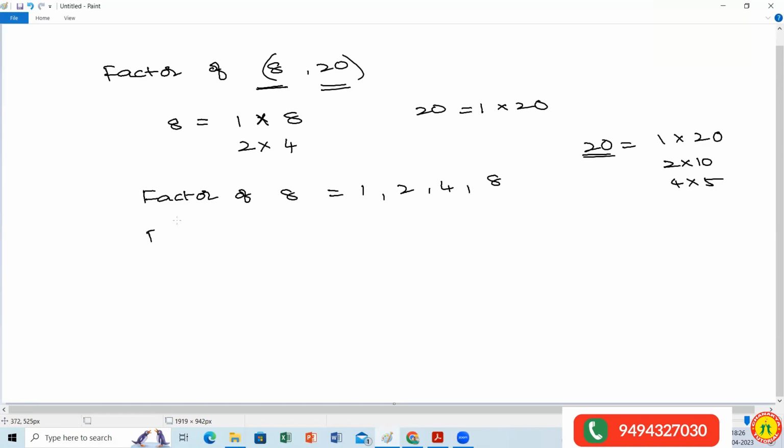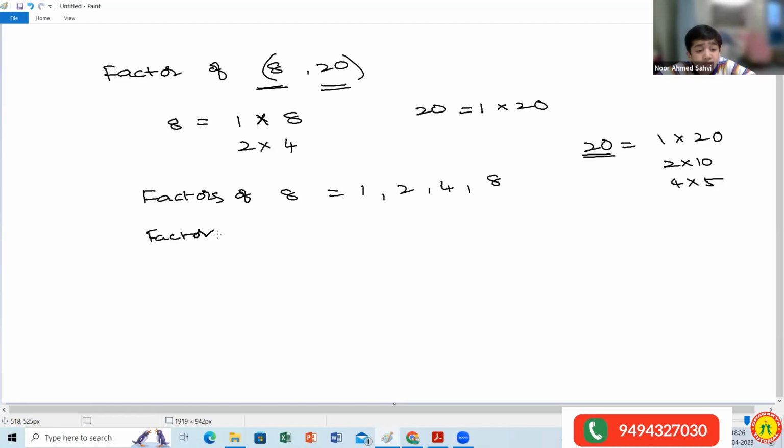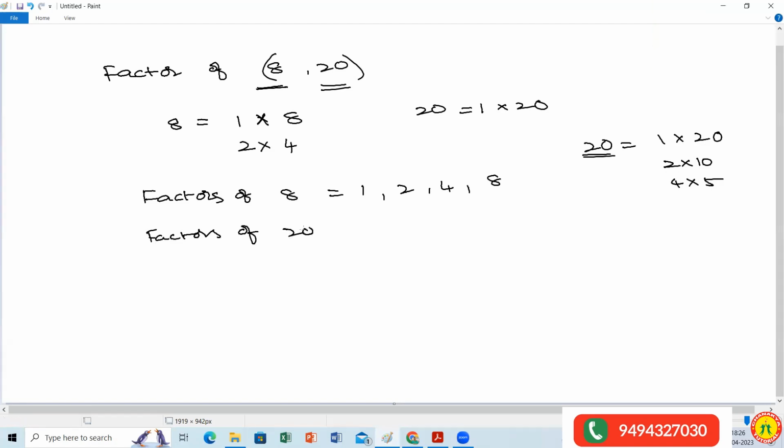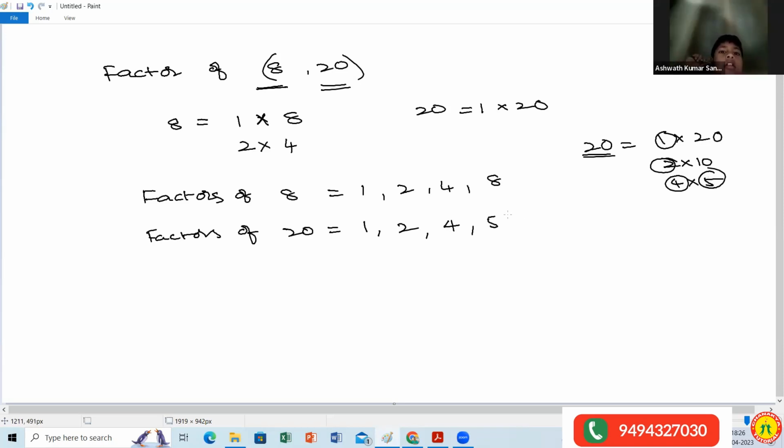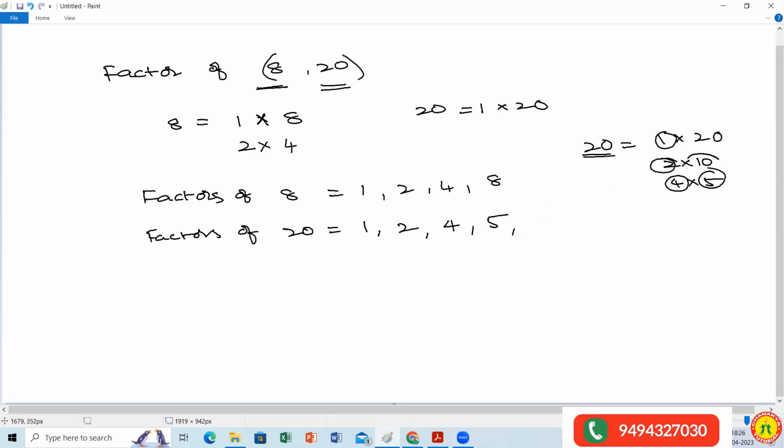Now write the factors of 20. What are the factors of 20? 1, 2, 4, 5, 10, 20. Yes or no, children?